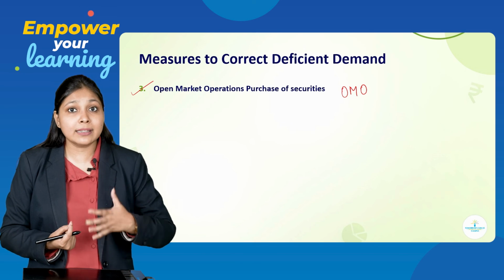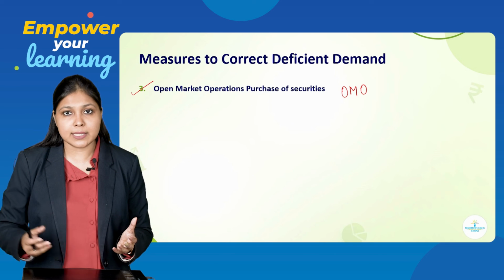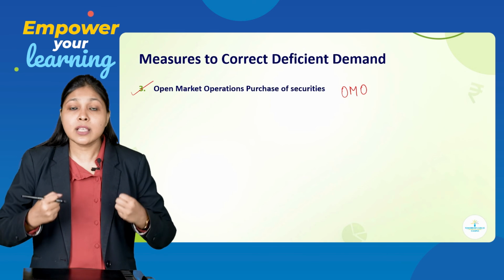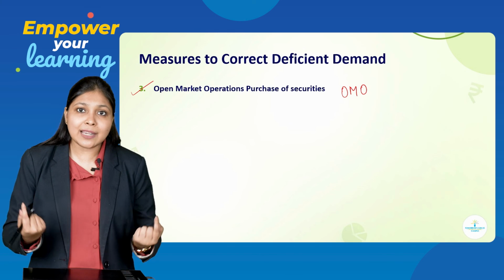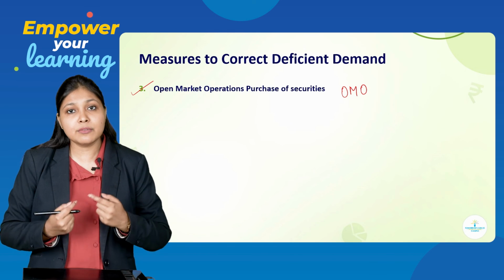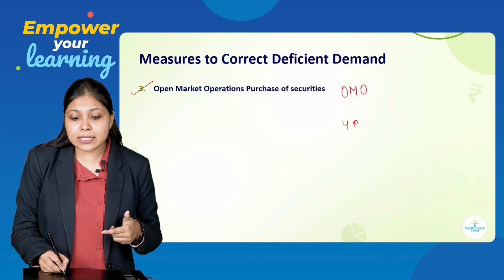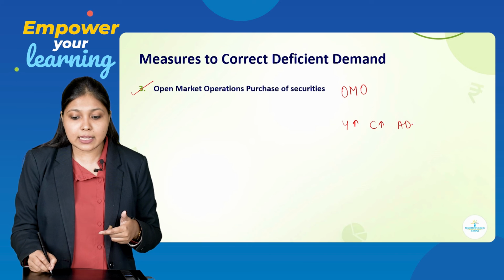If you remember, under excess demand, the central bank was selling the securities, but under deficient demand, it is going to buy securities, so that when they buy, they will make payment for that, and that payment will flow in the economy, which will ultimately generate income in the economy. So income will increase, that means consumption will increase. When consumption increases, aggregate demand increases, and this is what we want.